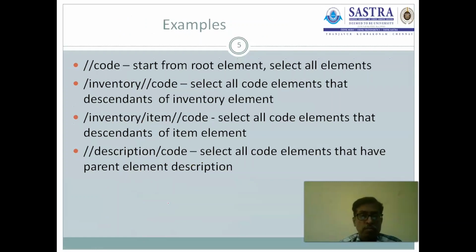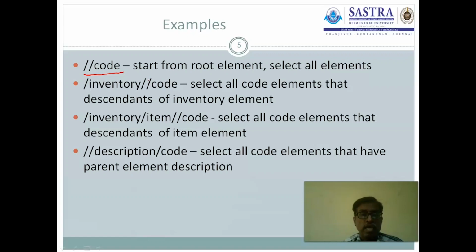Some examples are given here. Double slash code. See, code is an element of that structure. In the previous slide: inventory, item type, manufacturer, code. Those are all the sub-elements of item. Here, we need to start from the root element. When we give double slash code, it means we start from the root element and select all code elements. All codes are selected here.